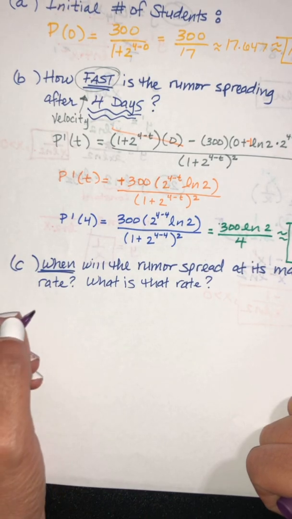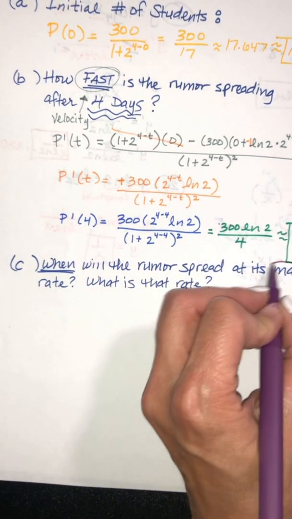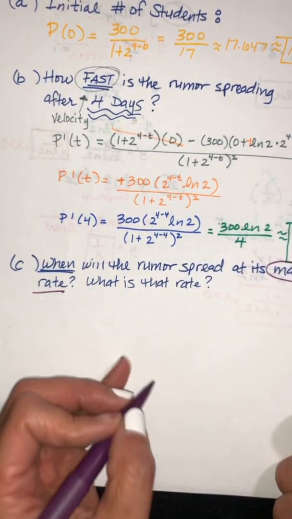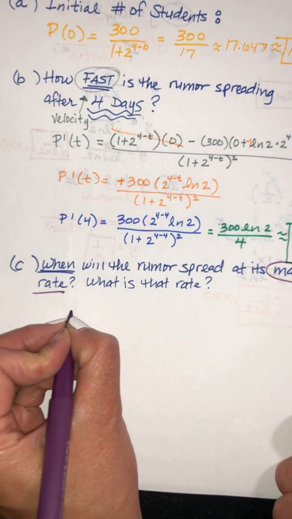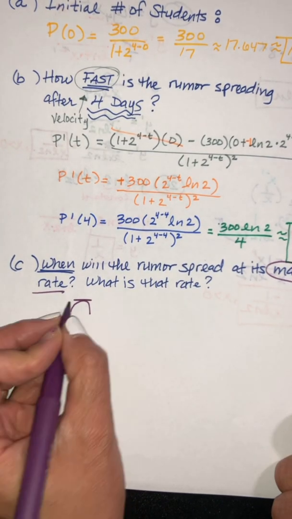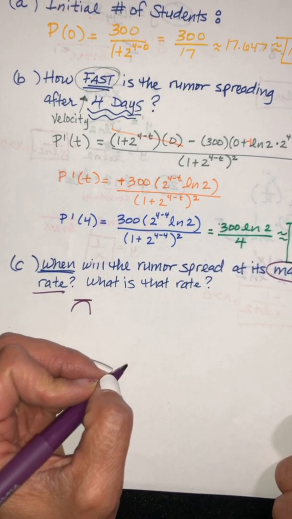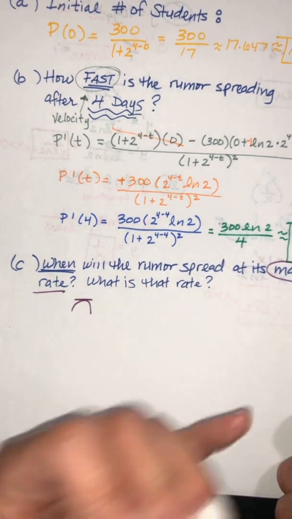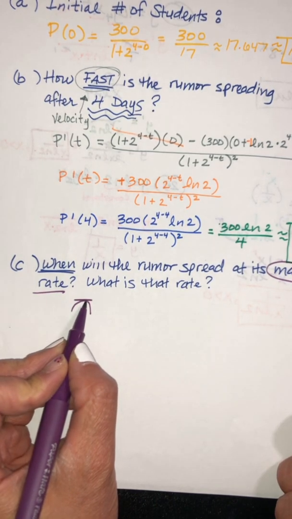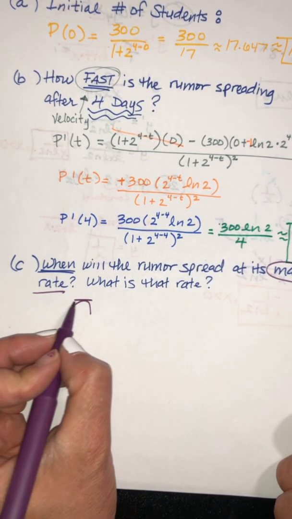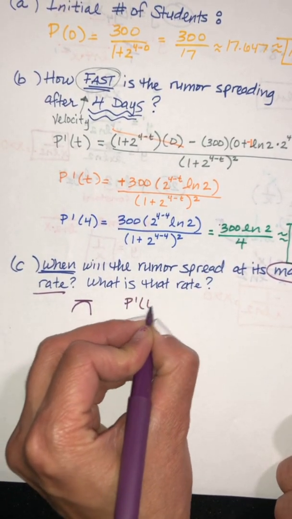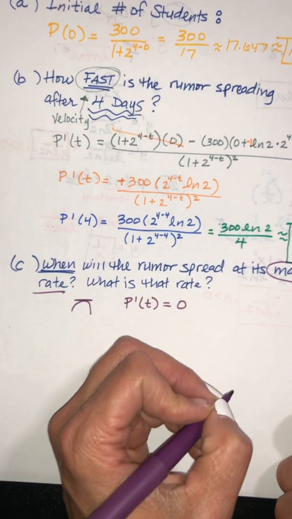Letter C, when will the rumor spread at its maximum rate? What is that rate? So when we try to find the maximum, that means on the graph, we're looking for where it peaks. So we want the slope to be 0. We want the tangent line to be a slope of 0 at that point. But since we're talking about how fast its rate is, that means we're talking about the derivative graph. So that means we're taking a double derivative to find where that maximum is. And this is where we want p prime, the derivative, to have a slope of 0.